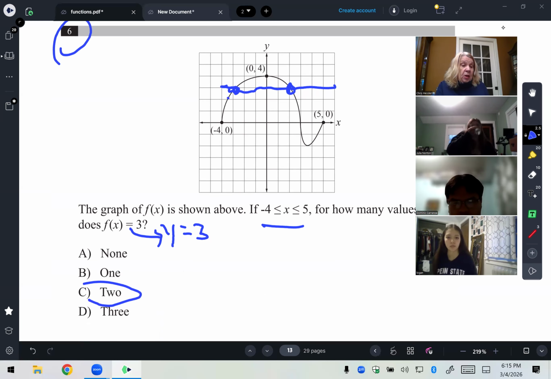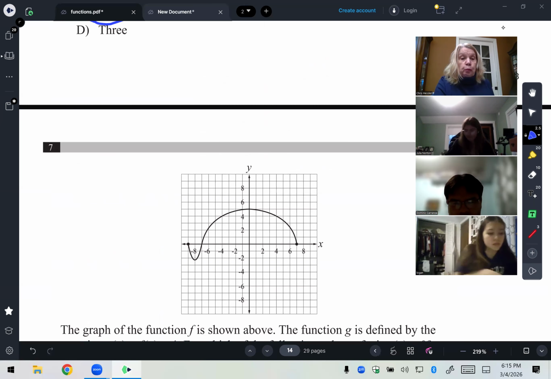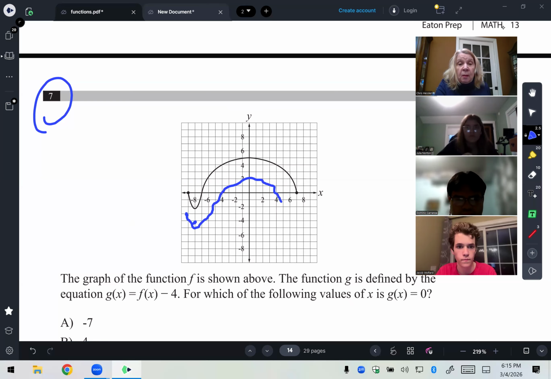Okay, so on the next page, we have 2 more of these. Number 7. The graph of the function f is shown above. The function g is, we're taking this down 4. So if we take this down 4, we're going to be somewhere like this. Jacob, yay. So you can review this if you need to, but we're on page 14 in the functions packet. We'll let you get up to speed here.